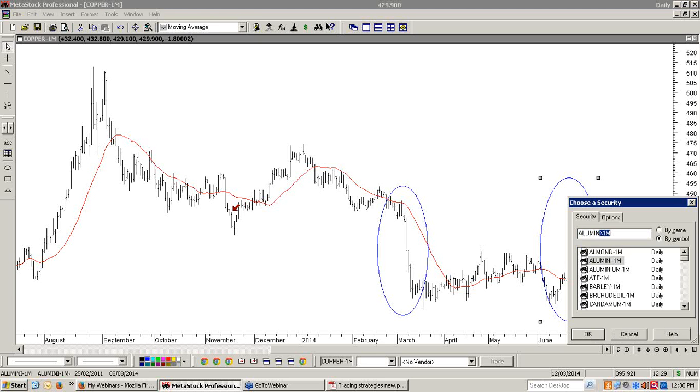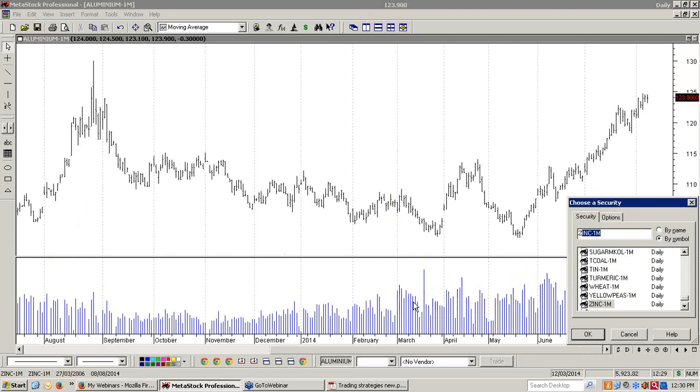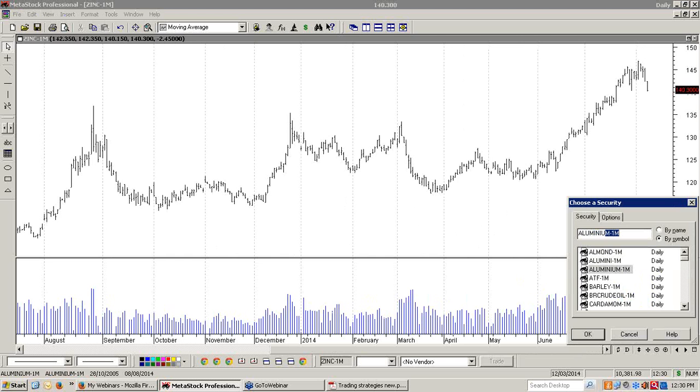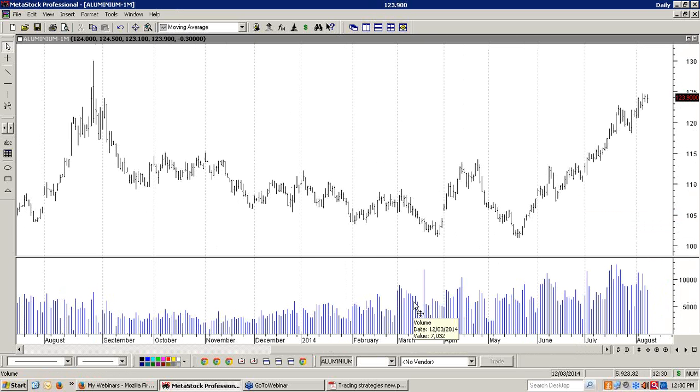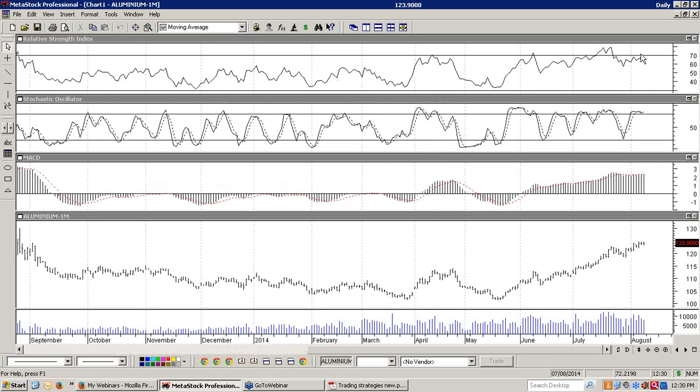Let us move on to the aluminum. Now aluminum, and let us see zinc also. Both charts are almost similar in the past 1.5 months. As you can see, the aluminum chart is rising and it is making a higher high, higher top pattern on the daily charts. It is also now overbought on the stochastic and RSI charts.